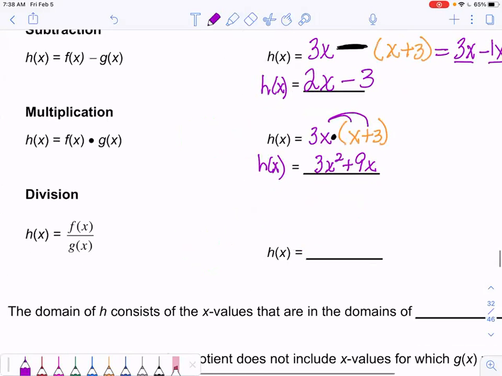So the last one is division. And it says we are taking f of x and dividing it by g of x. So we have our f of x function. We're dividing that by the g of x function. Again, that's a quantity. It's grouped together as x plus 3.